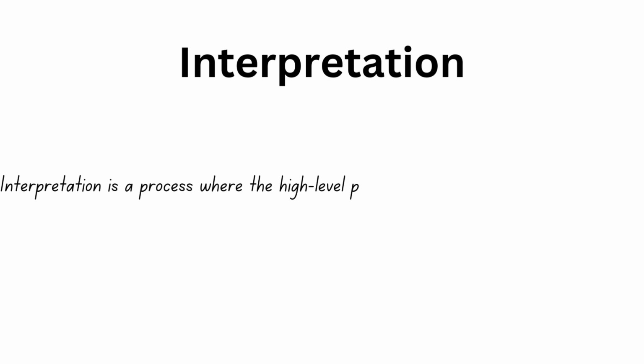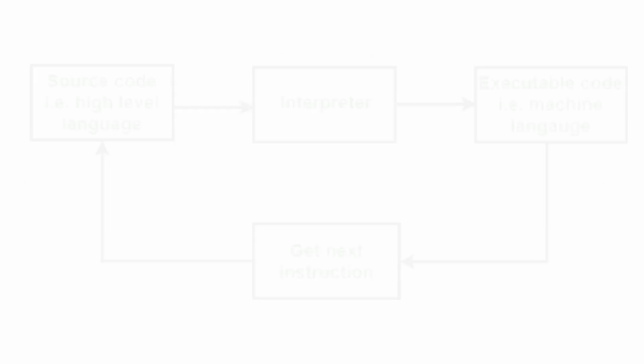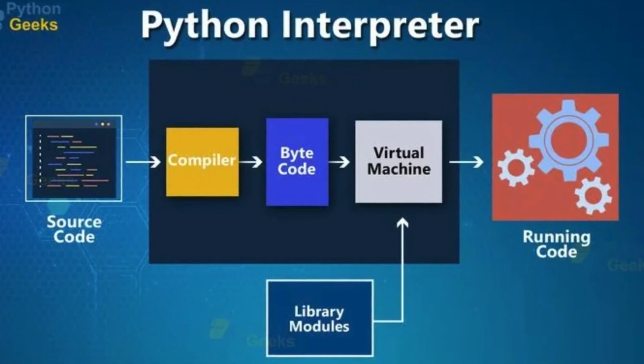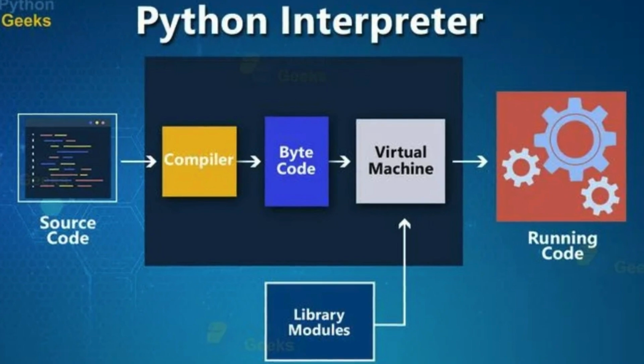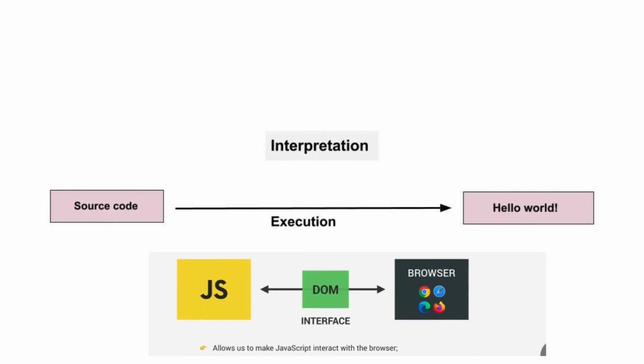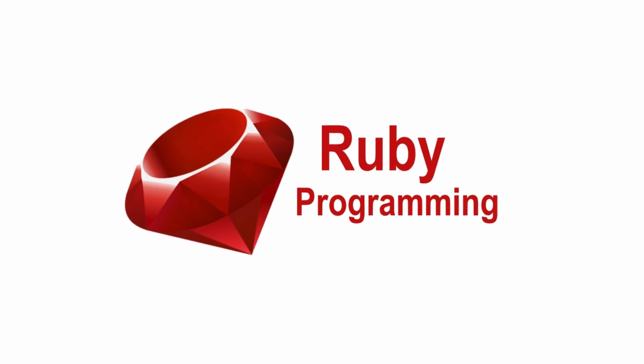Interpretation, on the other hand, is a process where the high-level program is translated into machine code line by line at runtime. An interpreter reads each line of the high-level program, translates it into machine code, and immediately executes it. This means that the source code is required each time the programs run. For example, Python programs are executed by the Python interpreter, which translates and runs the code line by line. JavaScript code is interpreted by web browsers, allowing for dynamic execution within web pages. Ruby also uses an interpreter to execute code directly.